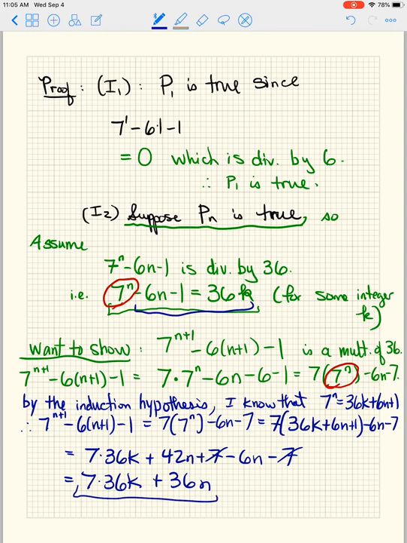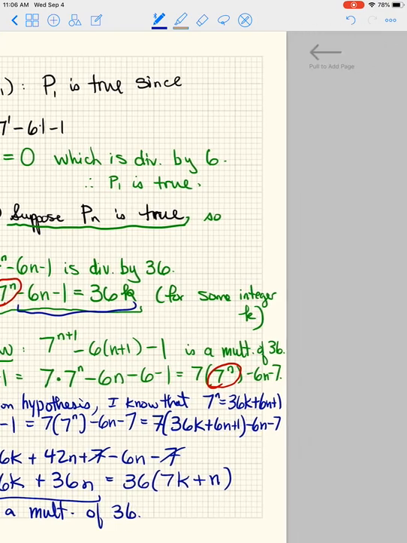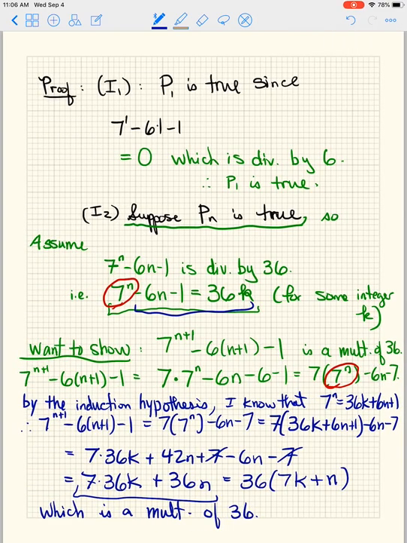This is that 7 to the n plus 1 minus 6 times n plus 1 minus 1. We look at it and we say, can we deduce that this is going to be a multiple of 36? And I think we can, right? I think it's literally 36 times 7k plus n. So, which is a multiple of 36.